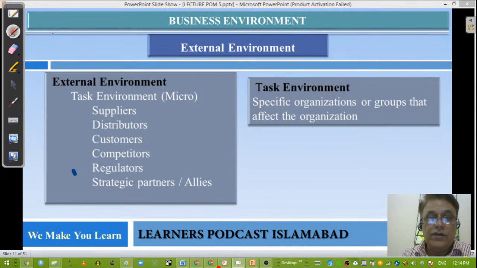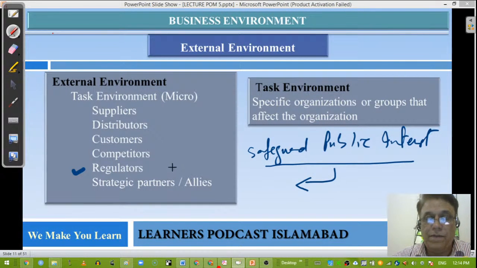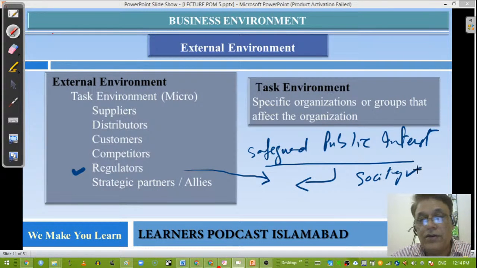Next one is the regulators, the government authorities, who keep a watch on the organization's performance. This is also very important. You are familiar with tax collectors and all these things, because the government's concern is basically to safeguard public interest. They keep an eye on the business from every perspective, to safeguard the customers' interest, the employees' interest, and the society's interest, so that nothing harmful may be performed by the organization.